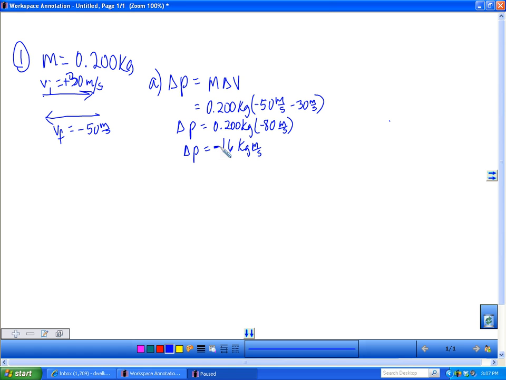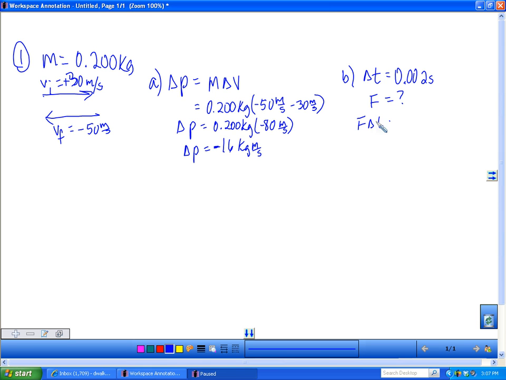Now, your answer might have come out positive because you picked your direction opposite of mine. You are still just as correct as I am, so don't feel bad. It's okay. Now, part B tells you that the bat is in contact with the ball for 0.002 seconds, and it wants to know how much force was delivered.